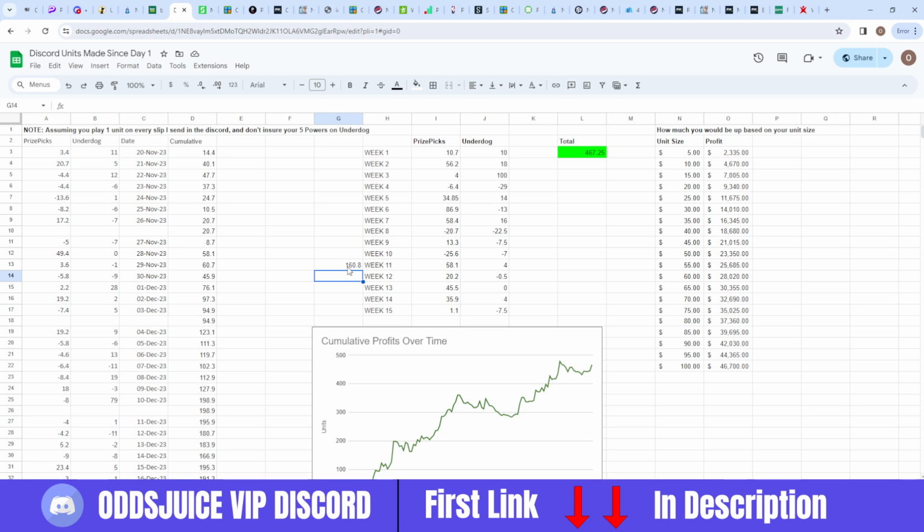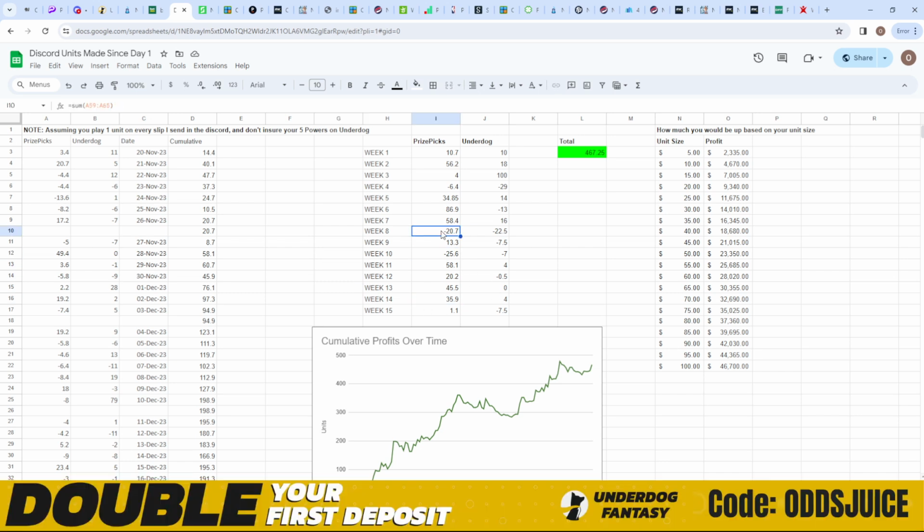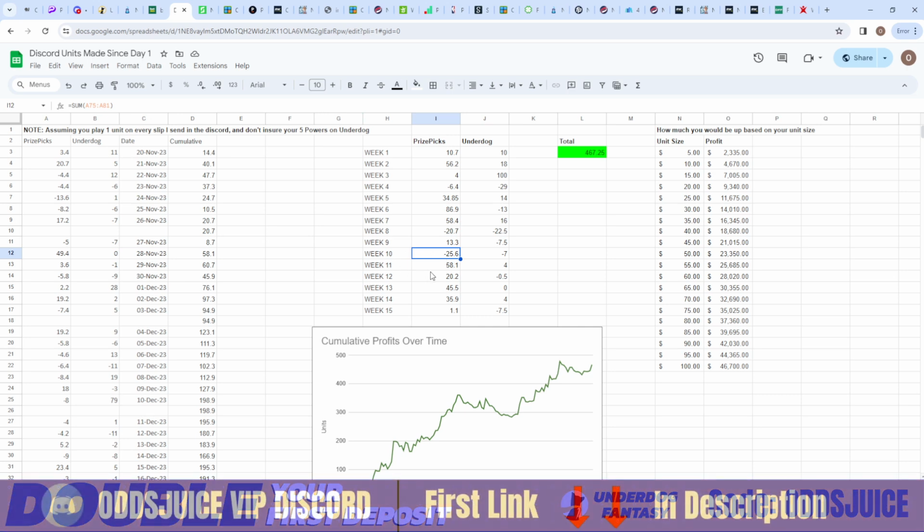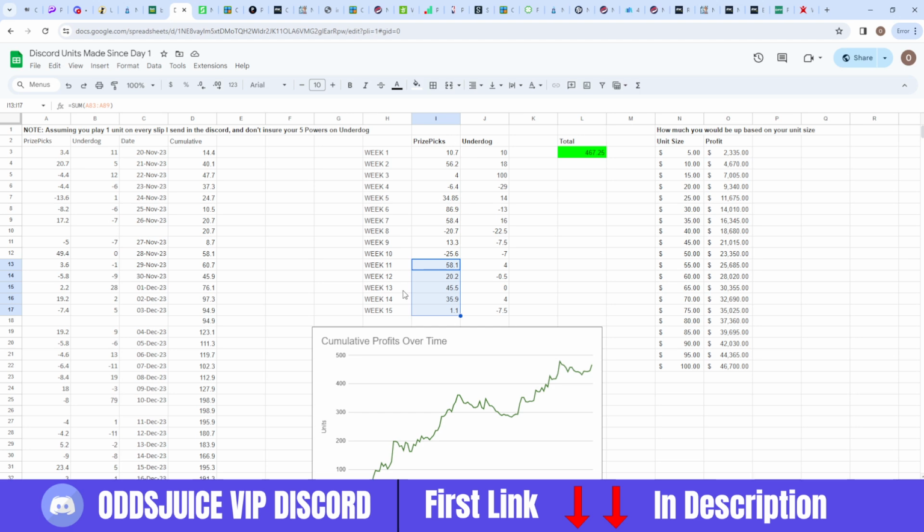Of course, the minimum on Prize Picks is $5. You should be up at least $804 if you tail every single slip for all of February in the Discord, which is kind of insane because this is the minimum unit that you're even allowed to play on Prize Picks. So great to see that. February was absolutely amazing, and that was after some pretty bad weeks. So you can see minus 20.7 here in week 8, minus 25.6 in week 10, and this is where I switched up the algo, which I'm going to get into a bit.